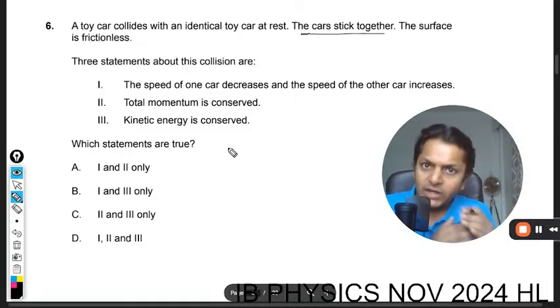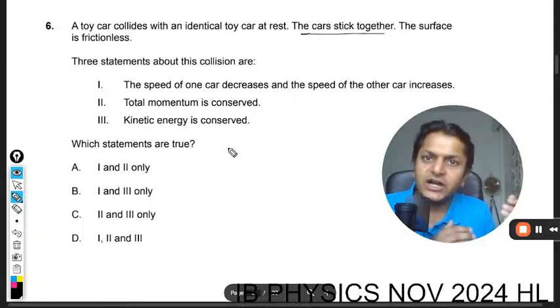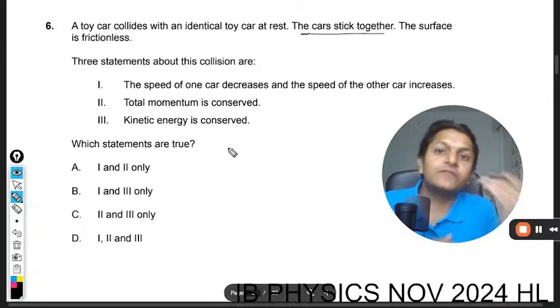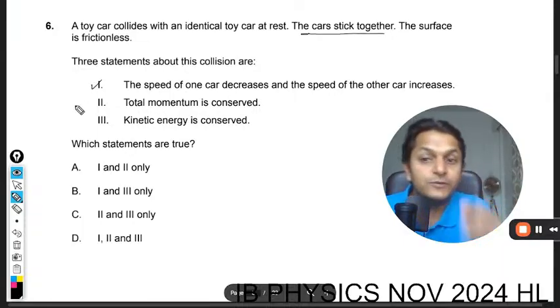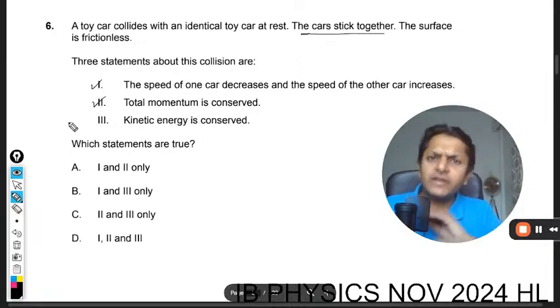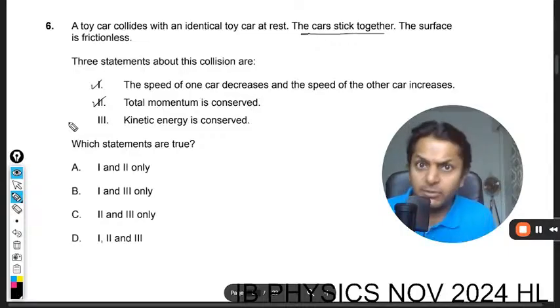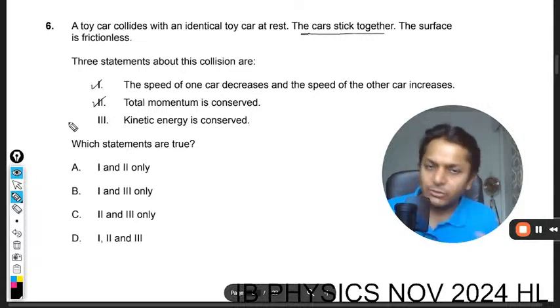So of course, for one car the speed will reduce, and for the other car the speed was already zero, so it will increase. So point number one is absolutely correct. Total momentum is conserved, absolutely correct. Whatever be the collision, you don't even need to think about whether they are sticking together or not. If the cars are sticking together, the momentum is always conserved. If they're not sticking together, even then the momentum is always conserved.